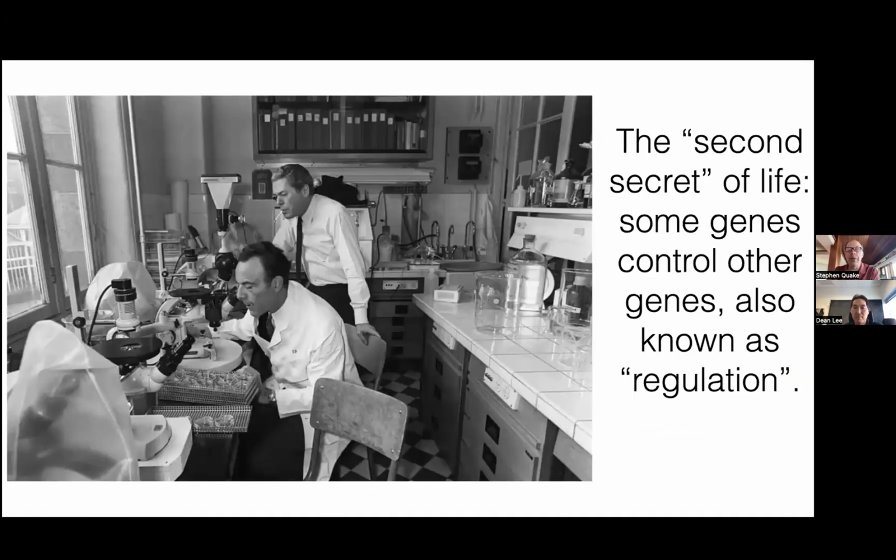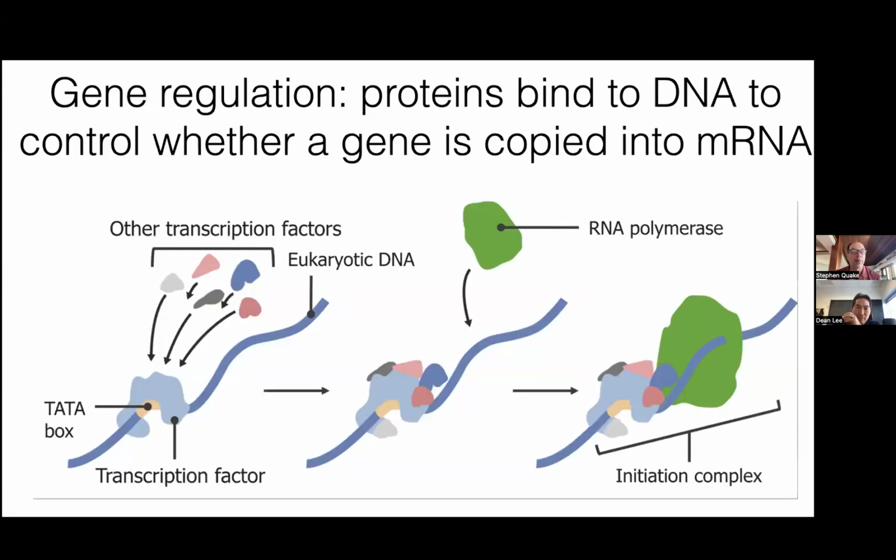So what did we do with the data we learned from these experiments? For that, let's talk about the so-called second secret of life, which was discovered by Monod and Jacob. I mentioned Monod earlier. Here they are in their lab in Paris. One of the things they discovered is what regulates which genes are used in which cells. They discovered that some genes actually control other genes, which is known as regulation. That was an amazing discovery about information processing in the cell.